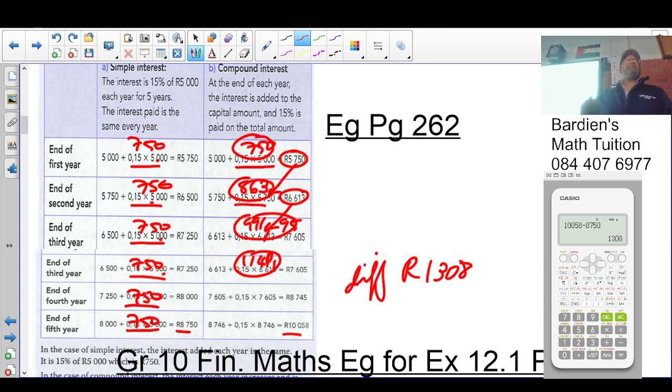So what do you notice? The compound is bigger. Not so? So if you're going to look at an investment, which one would you rather prefer? Compound interest. If you're looking at payments, which one would you prefer? Simple. Why? Because you want to gain more and pay out less.